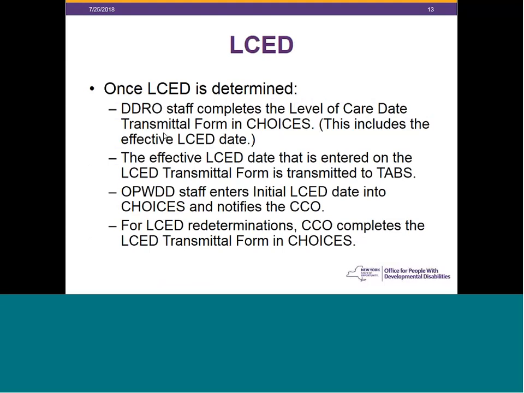So once the LCED is determined, DDRO staff must complete the level of care date transmittal form. This form transmits the level of care effective date to TABS. So DDRO will be doing that for the initial LCED, and the CCO will be doing the LCED date transmittal form for redetermination. This form is also housed in CHOICES. So it's only two things that will be put on this form. It's basically the LCED date, and the CCO will also be populated onto that form.